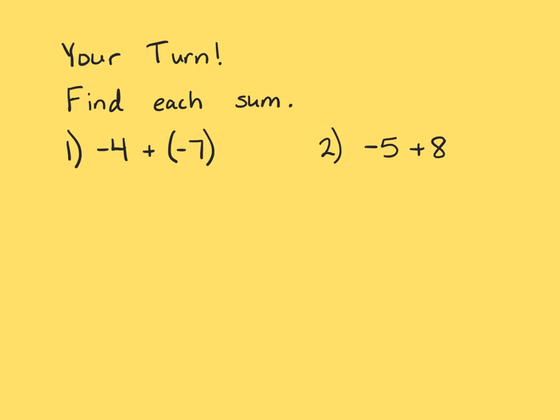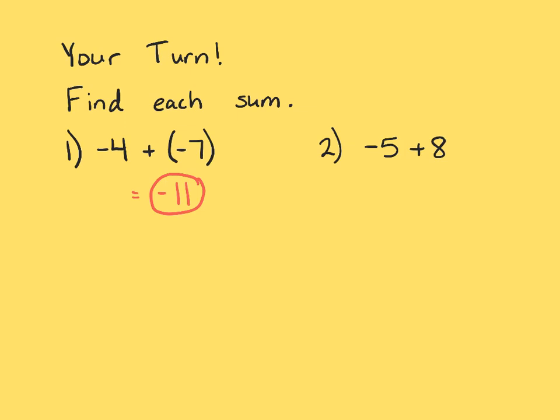Okay, on the first problem, we are adding the same signs, negative 4 plus negative 7. So our rule says that when adding the same signs, we can add and keep the sign. So same signs, add and keep. 4 plus 7 is 11, and they were both negative, so we kept our sign and got negative 11. Number 2, we're adding negative 5 plus 8.